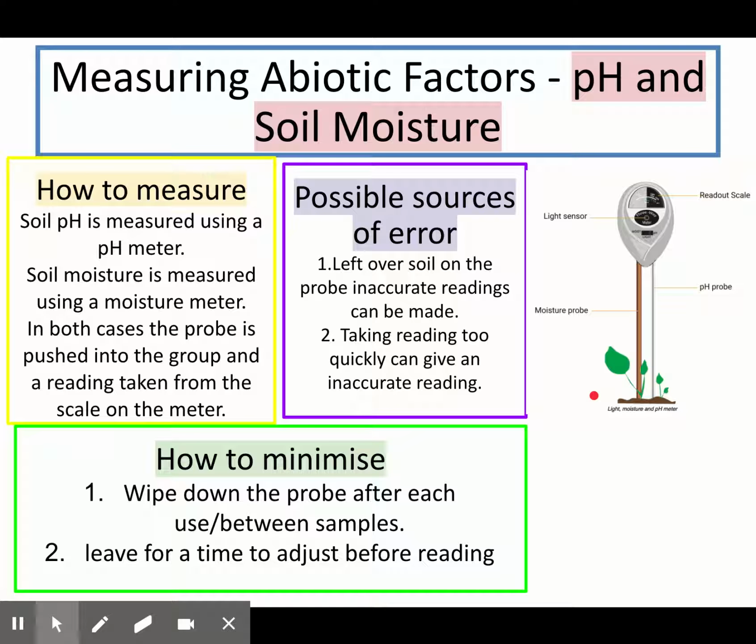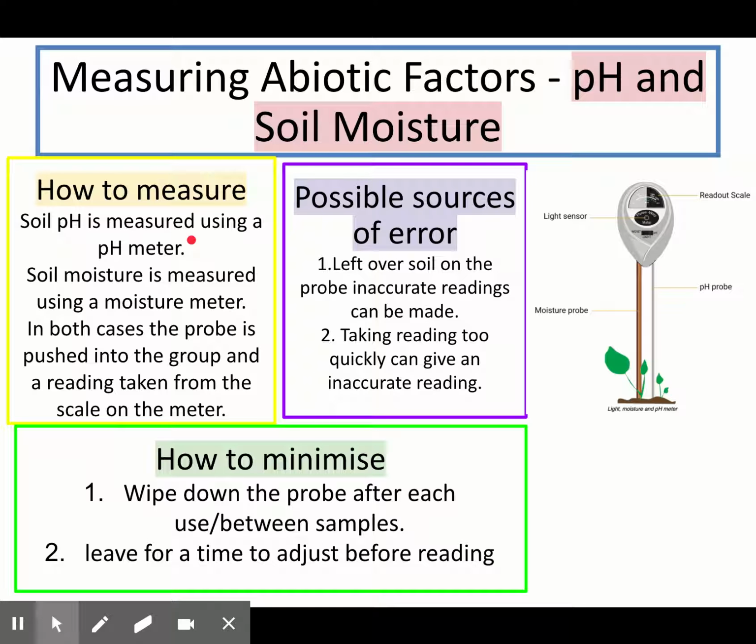The next two abiotic factors, pH and moisture, we're actually going to talk about together because they're measured using a similar probe or meter, and they have the same sources of error and ways to minimise them. So we showed you this at the start. We had the light sensor, which we've already talked about, but we have a moisture probe and a pH probe, and now you usually get them attached to the same meter.